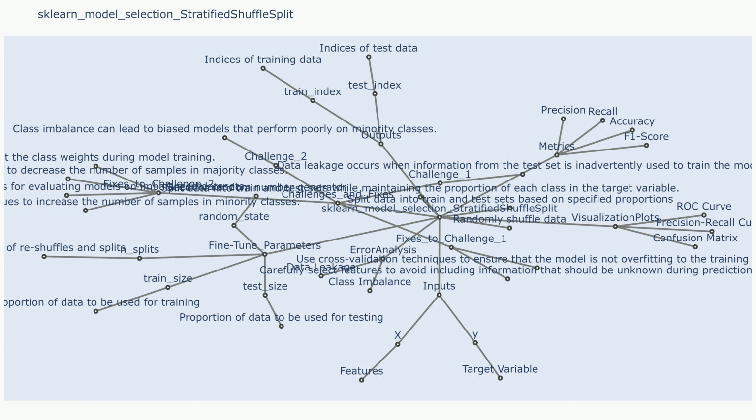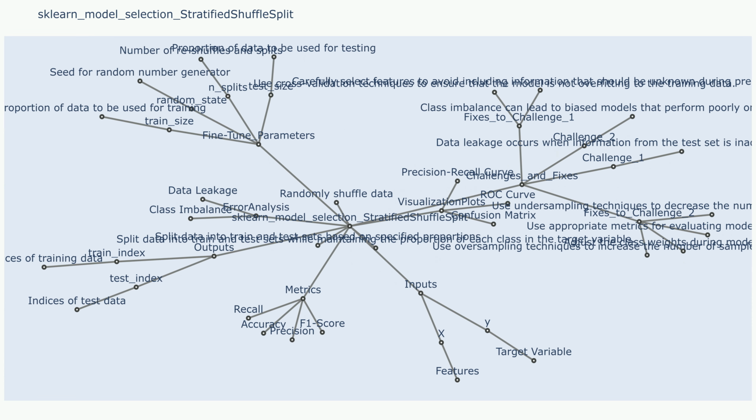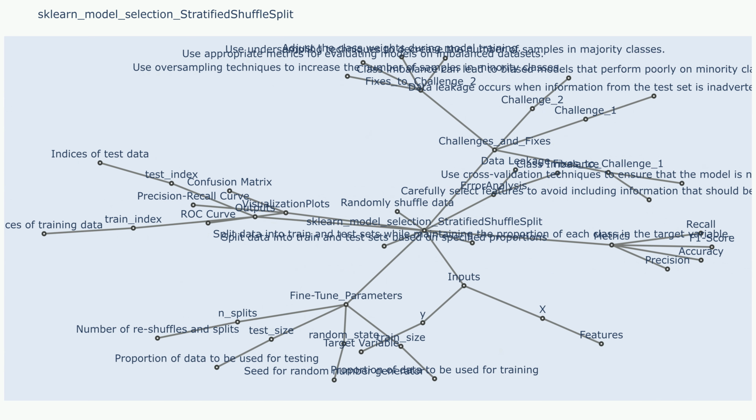Inputs: n_splits, the number of reshuffling and splitting iterations. This determines how many different train-test splits are generated for cross-validation. Test size: the proportion of the data that will be allocated to the test set in each iteration. It can be a float between 0 and 1, a number representing the absolute number of test samples, or None, in which case the value will be set to the complement of the train size.